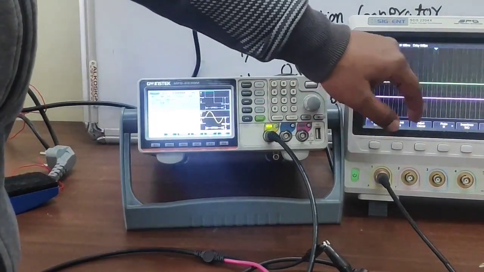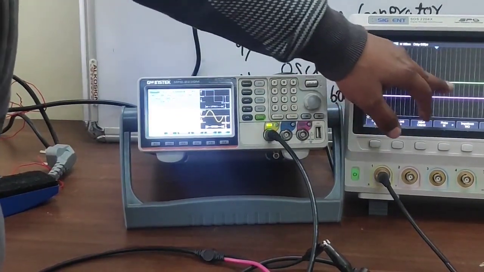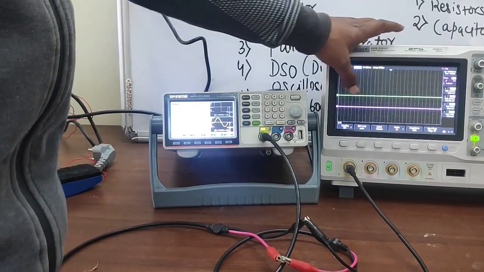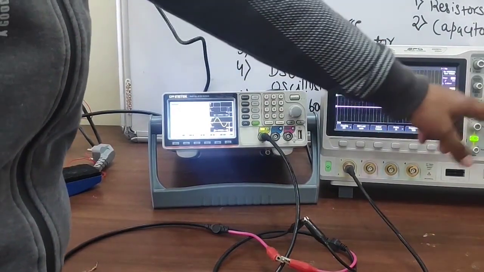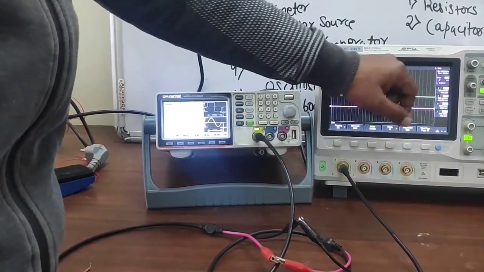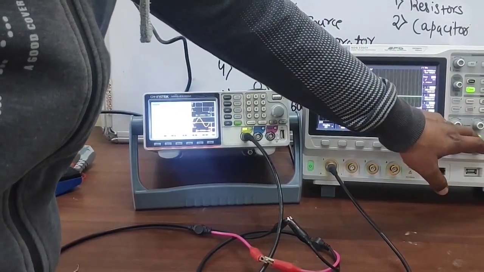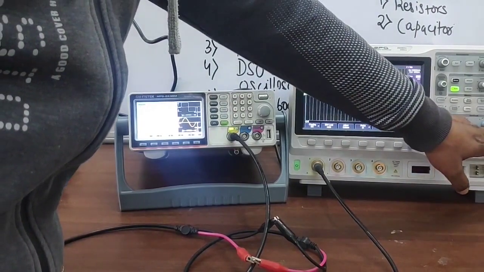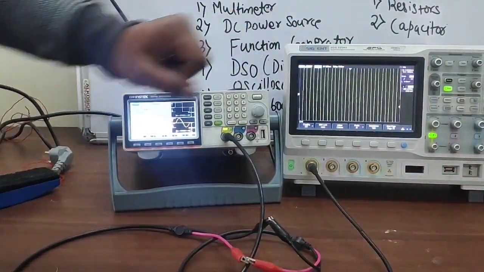Since other channels are also on, that's why the other channels' waves are also seen there. Since the output is not connected to channel 2, 3, 4, simply lines are there. So I am going to manually switch on my second, third and fourth channel of the DSO.